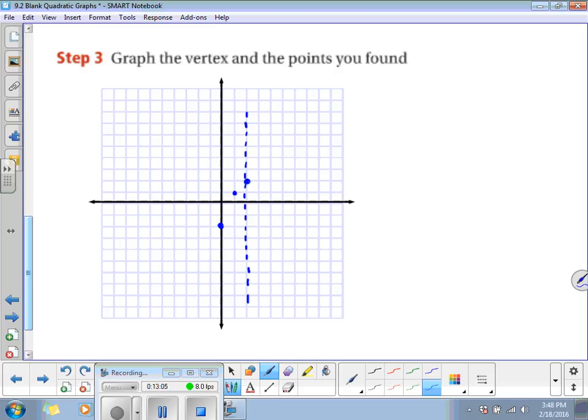Okay? So here, because 1, 1 is 1 unit away from the axis of symmetry on the left, we're going to have another one 1 unit away on the right. Since 0, negative 2 is 2 units away from the axis of symmetry, then we're going to have another point on the right that's 2 units away from the axis of symmetry. And then you can draw your graph. And that's it.